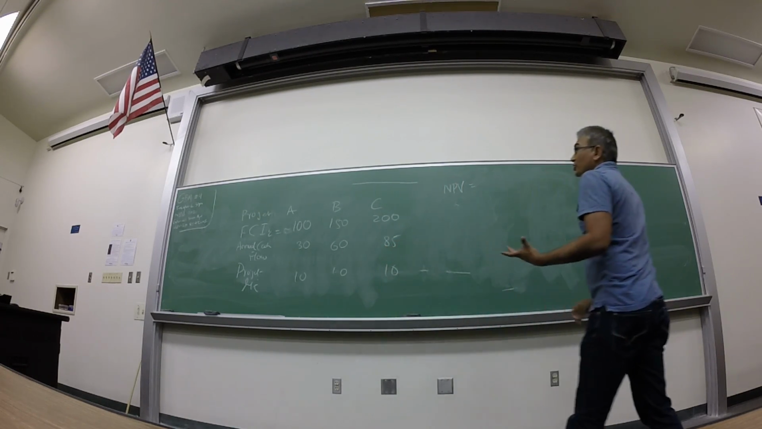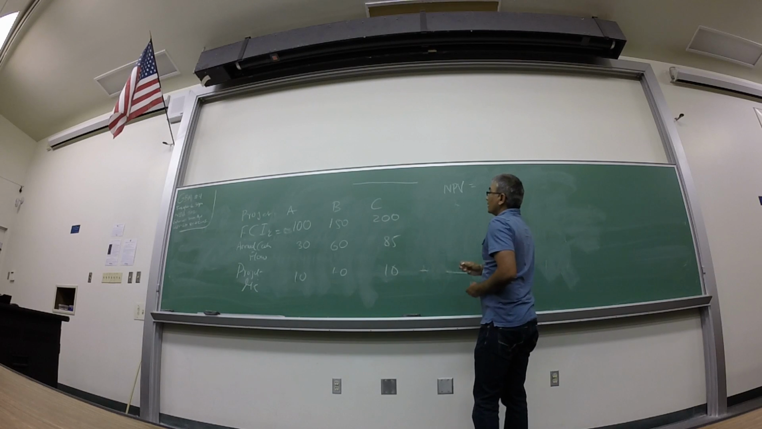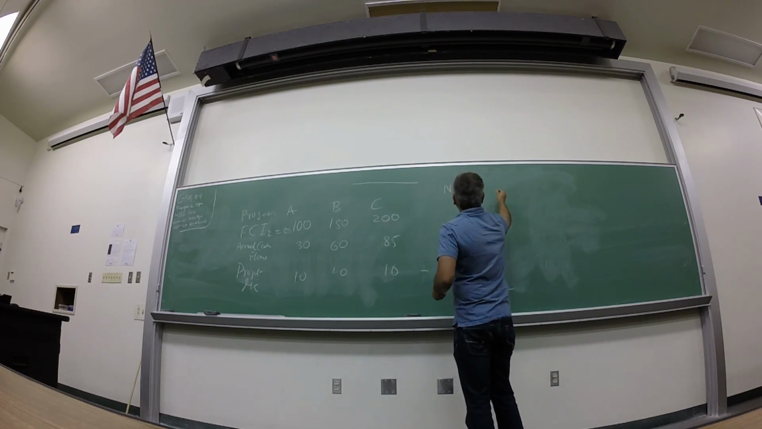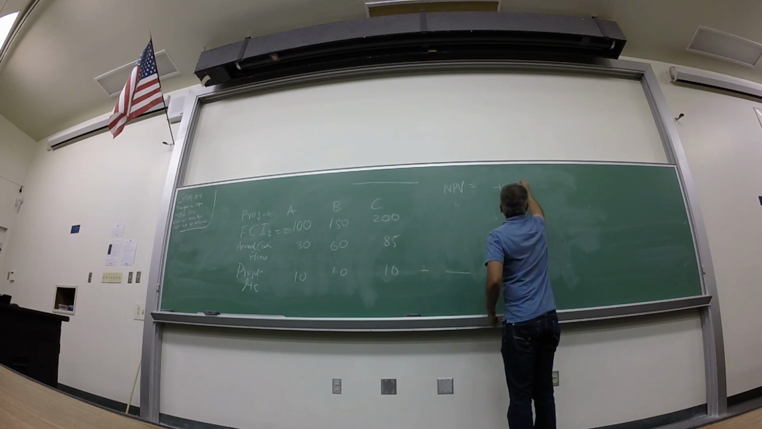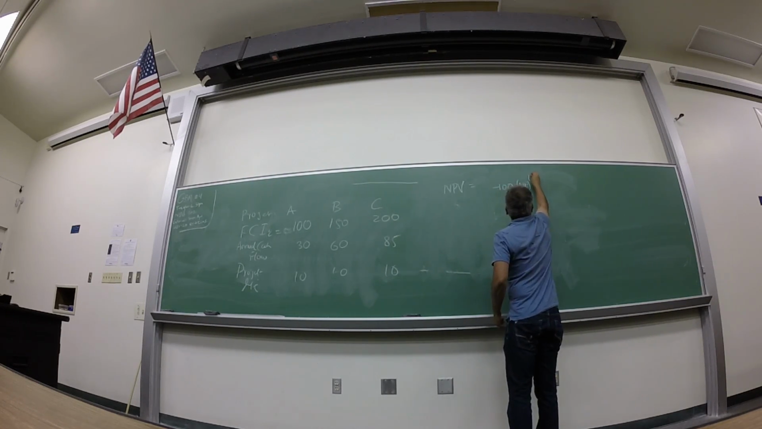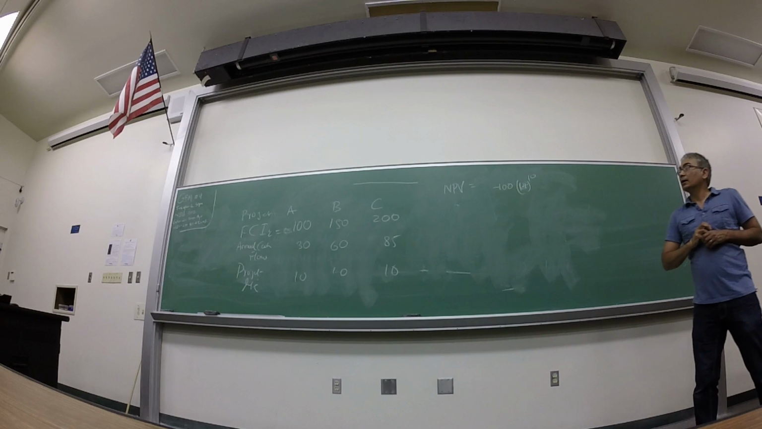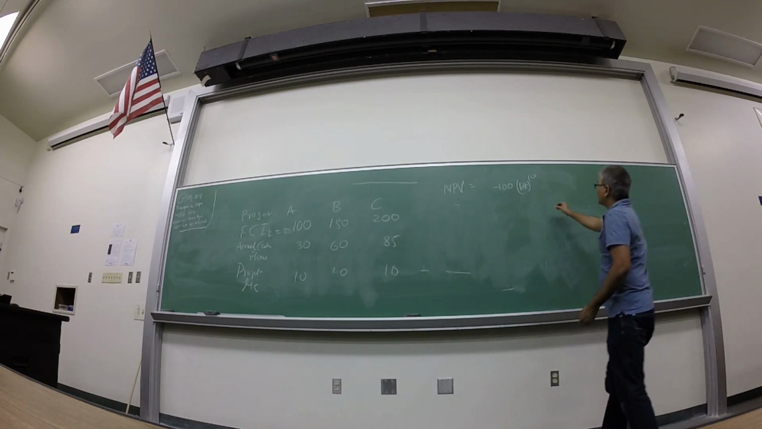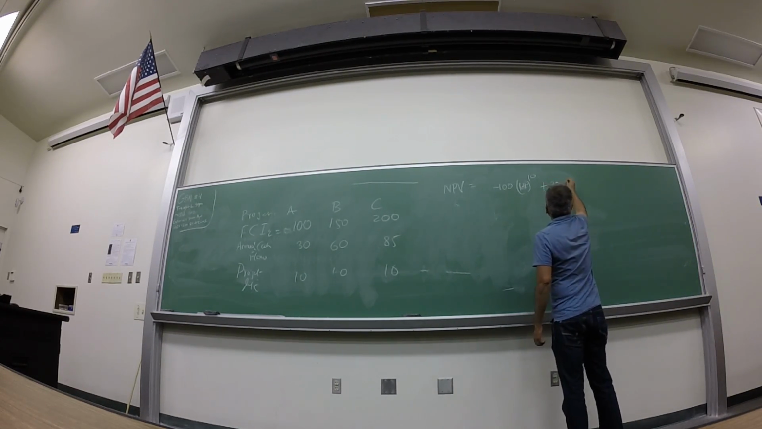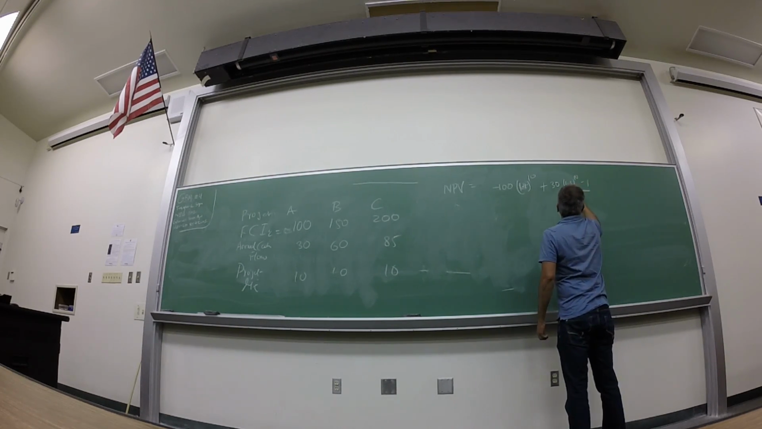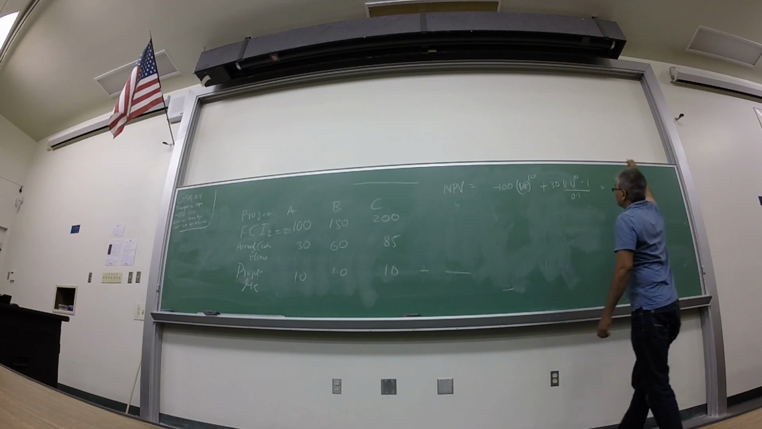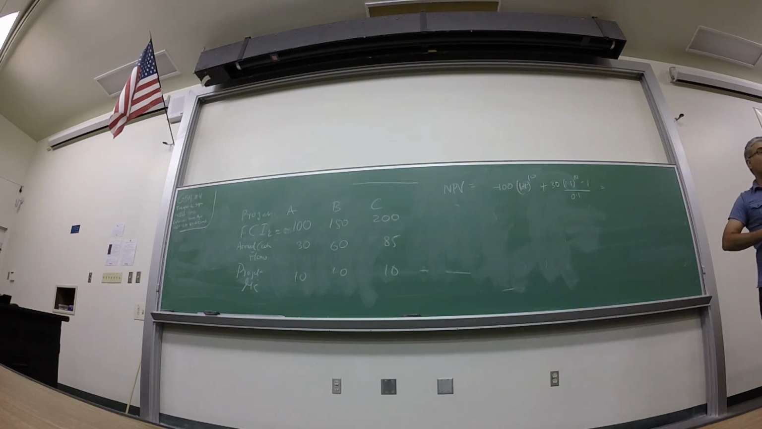So NPV for project A is going to be minus 100 times 1.1 to the power 10, and then plus 30 times (1.1 to the power 10 minus 1) divided by 0.1. Right? So let's do this. Can you guys give me this number?